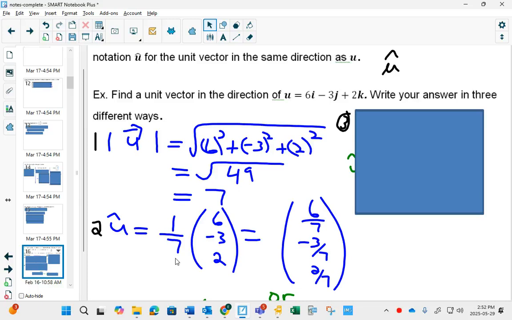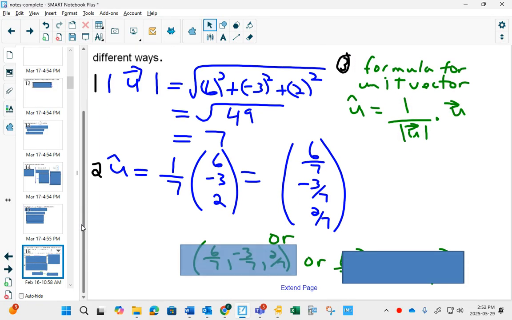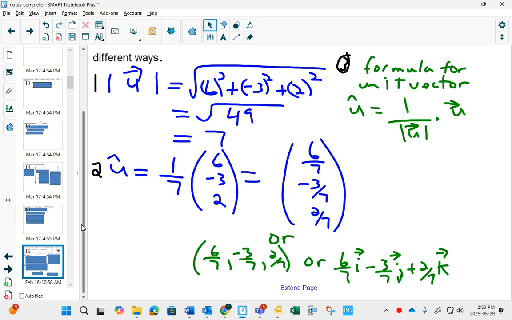And then 3 different ways you could write it. This is my favorite. I like the 1/7 out in front. Keeps the regular vector there. You could distribute that 1/7 inside, or you could write it with unit vectors. A whole bunch of different ways of writing the same thing.